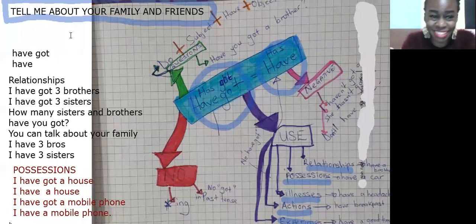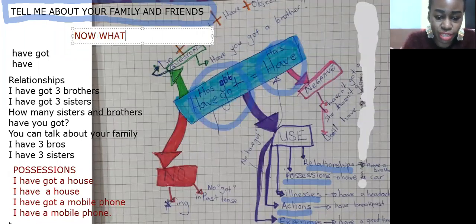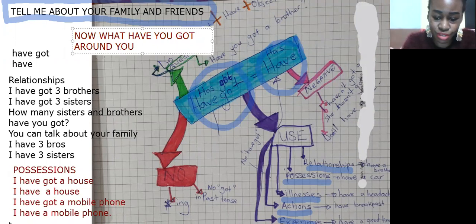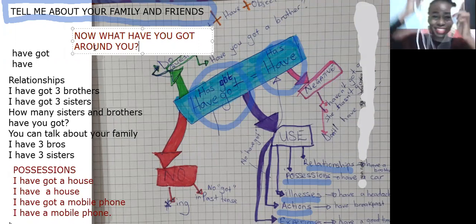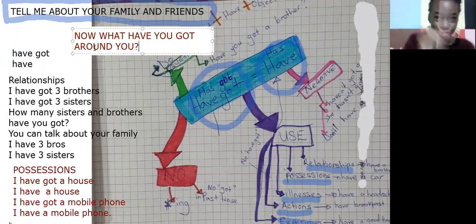Now, let's write this. Now, what have you got around you? Around, etrafında. For example, I have got a mobile phone around me. I have got earphones, headsets around me. I have got a pencil around me. I have got a pen. I have got a book. What have you got around you? You can answer in your notebook to practice this.